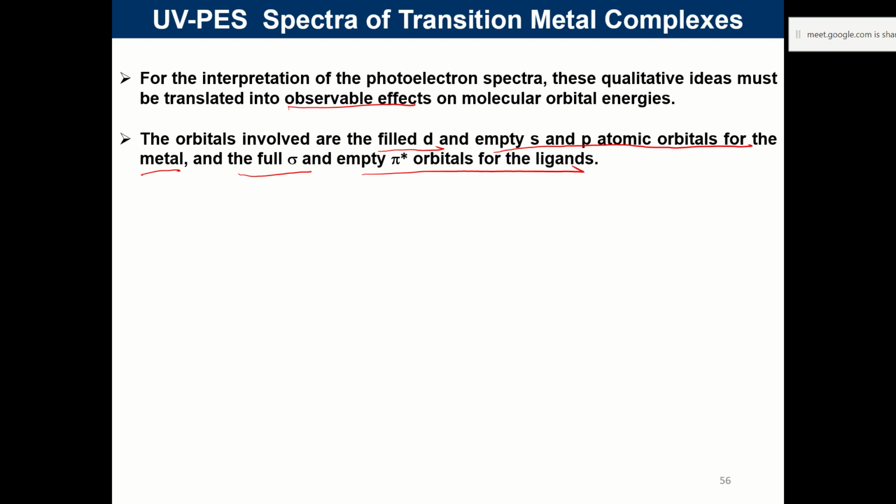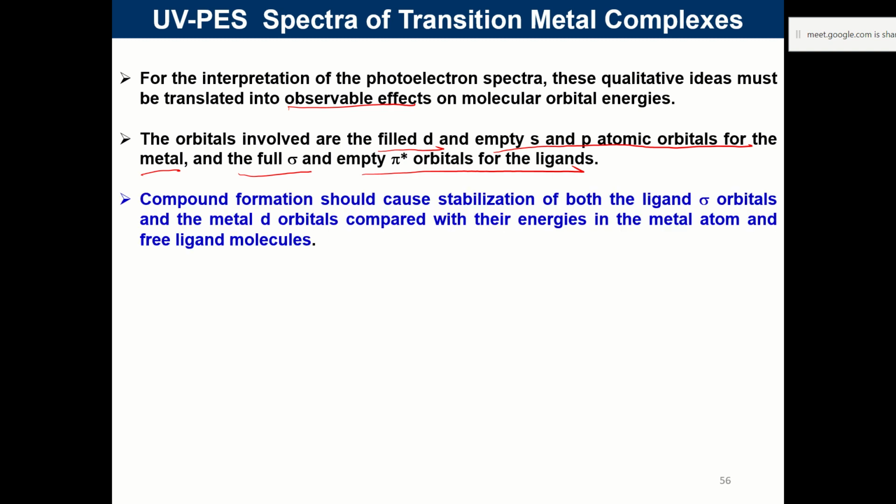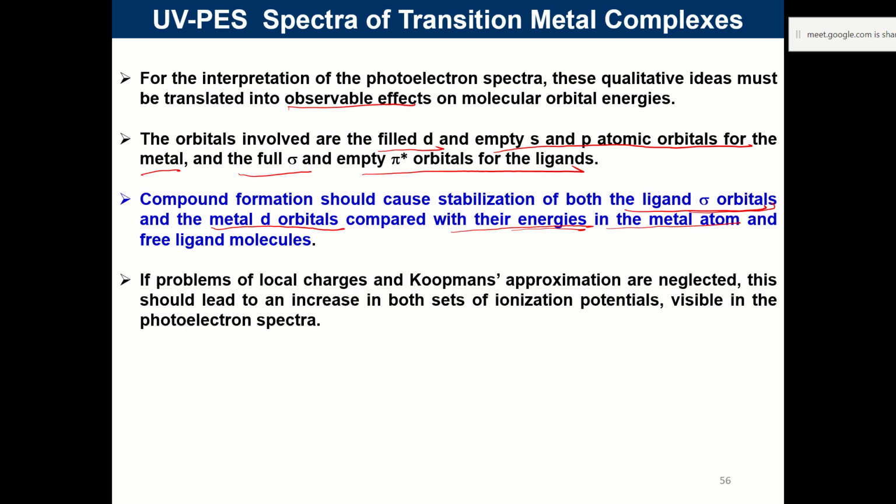So the compound formation should cause stabilization of both the ligand sigma orbital and the metal d orbitals. What we expect is that after the sigma donation and back donation, those orbitals of the ligand and the metal d orbitals both get lowered in energy, and if their energy is lowered, a stable compound will be formed.